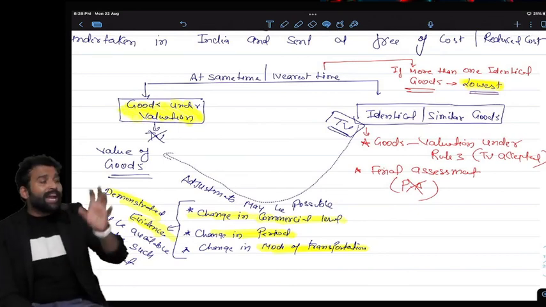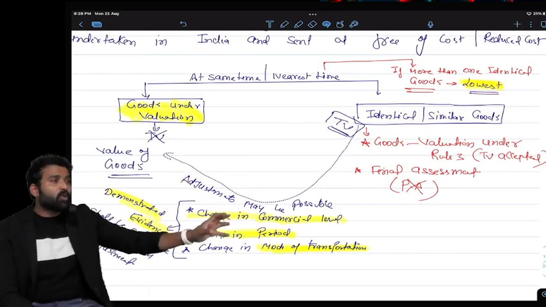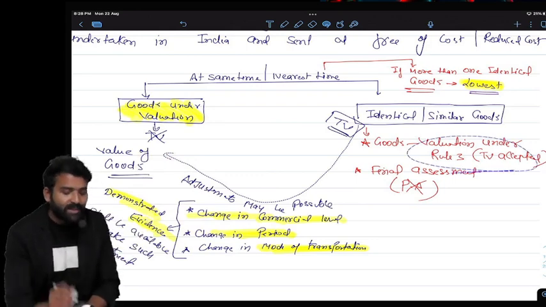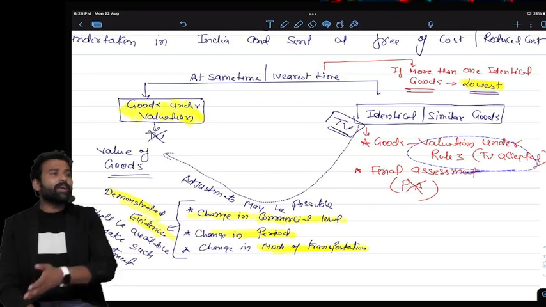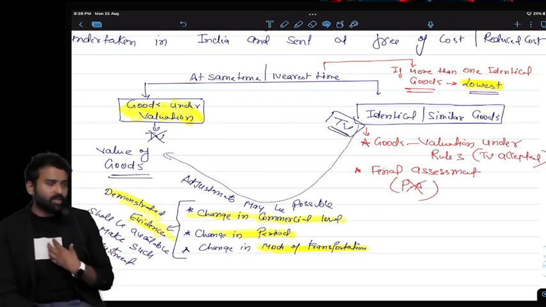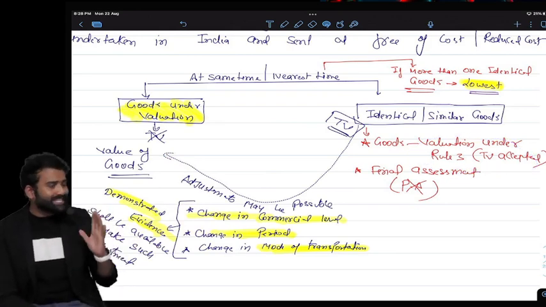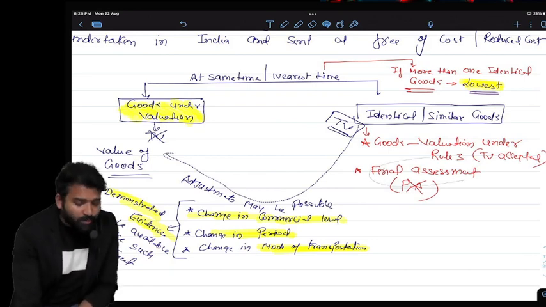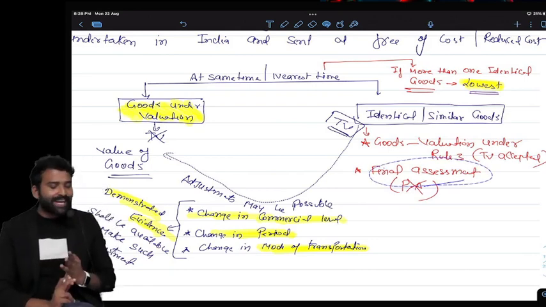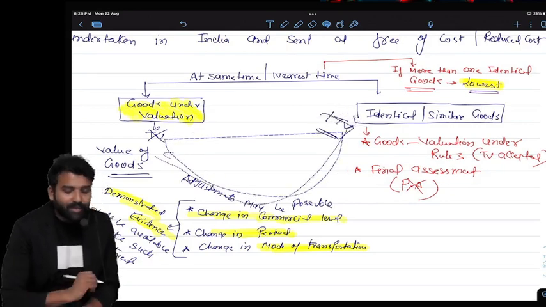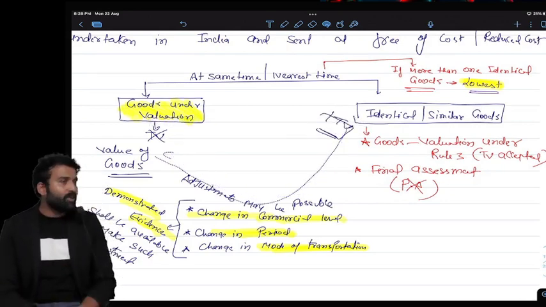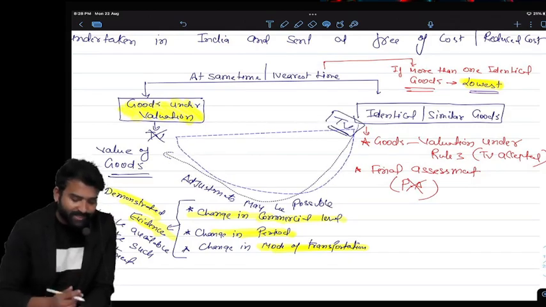So I will adopt the value of the identical goods only if their value was correct. If their transaction value is not accurate, how can I use their transaction value for my valuation? So their transaction value should be accepted and their assessment should be finalized. If their assessment is finalized, their valuation is accepted, then their value can be used for calculation of my valuation. But there is one important thing.